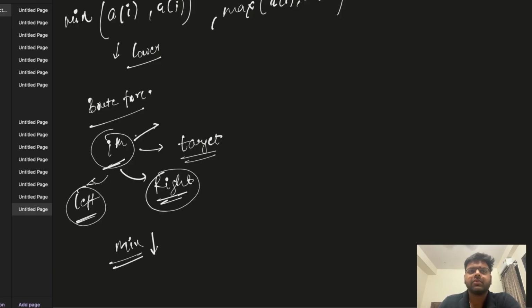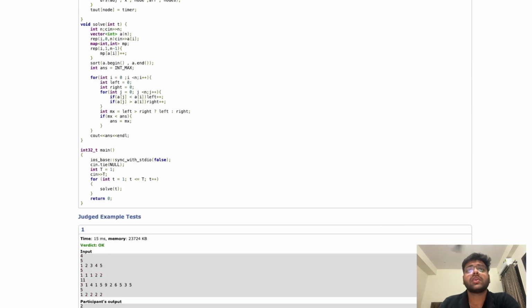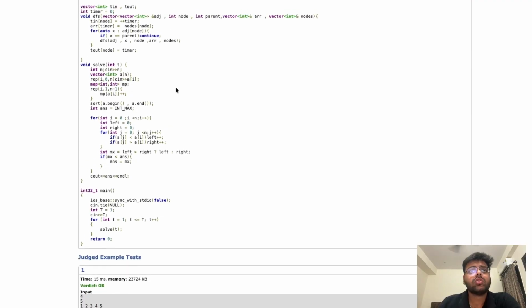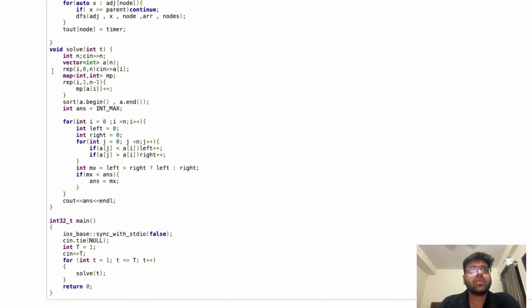I would be iterating for each of the possible i, so my time complexity would be t into n. Now let me show you the code as well. Ignore this map kind of thing. I was writing something, but I was not able to remove it, so I just left it as it is.